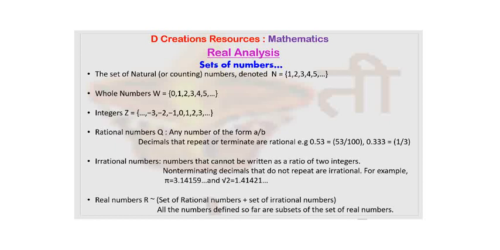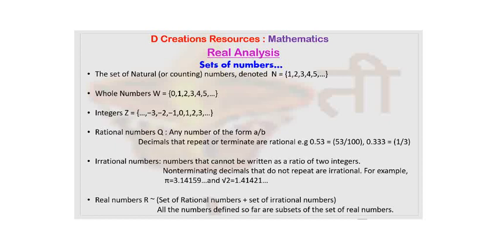Now there is a set of rational numbers denoted by Q. So it's basically if there is a number which can be written as a fraction, that is in the form a upon b, where b is not equal to 0, then we can say it is a rational number.